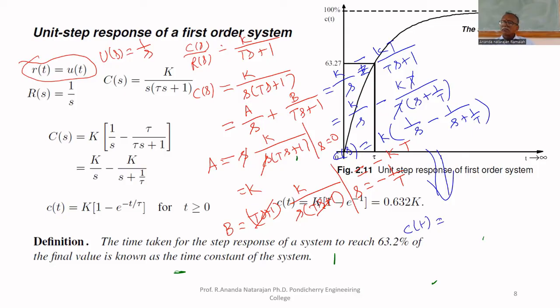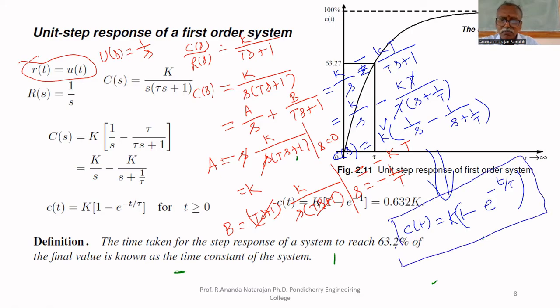C of t equal to K multiplied by the Laplace inverse of 1 upon s, which is a unit step, minus the Laplace inverse of 1 upon s plus 1 by tau, which is e power minus t by tau. K is outside. Therefore, this is the step response of the first order system: C of t equal to K multiplied by 1 minus e power minus t by tau.